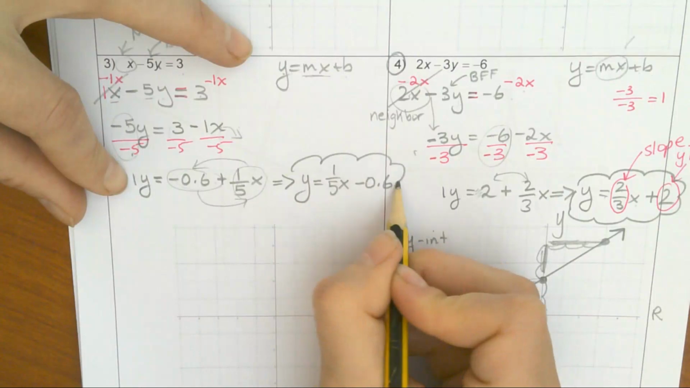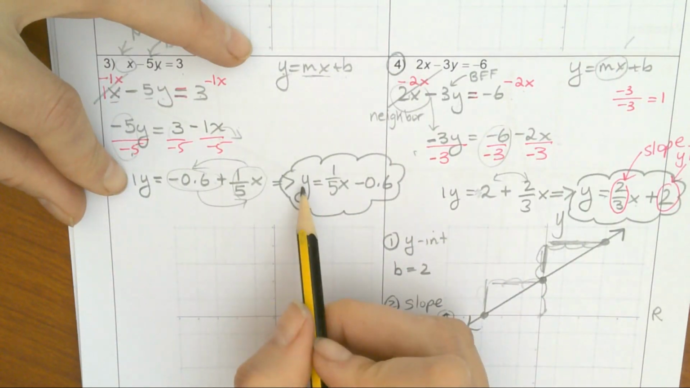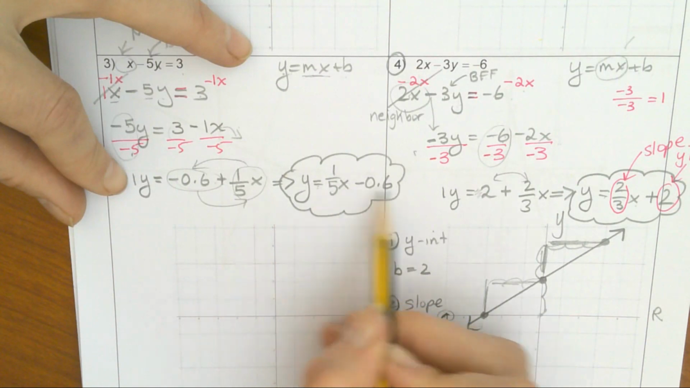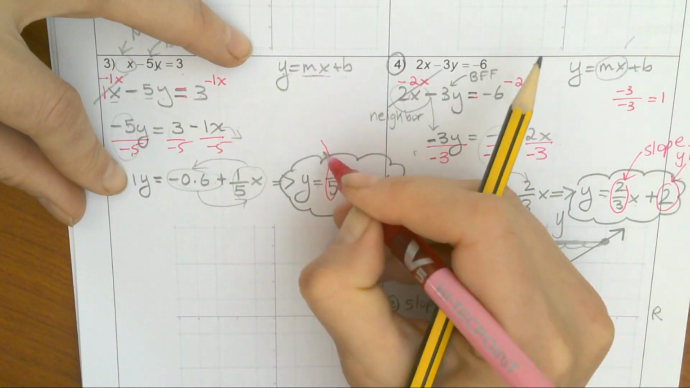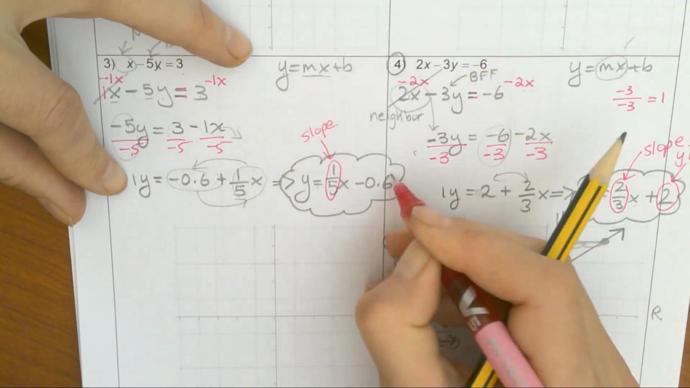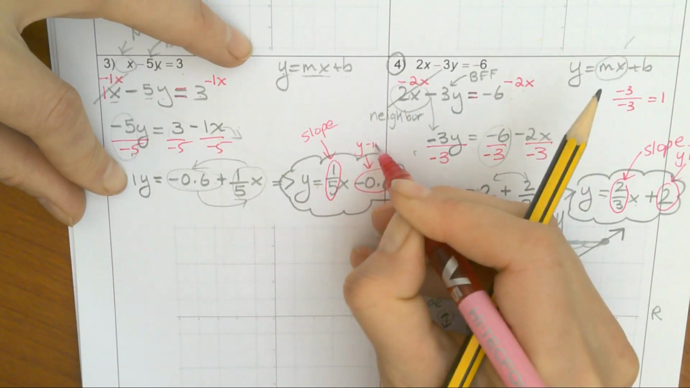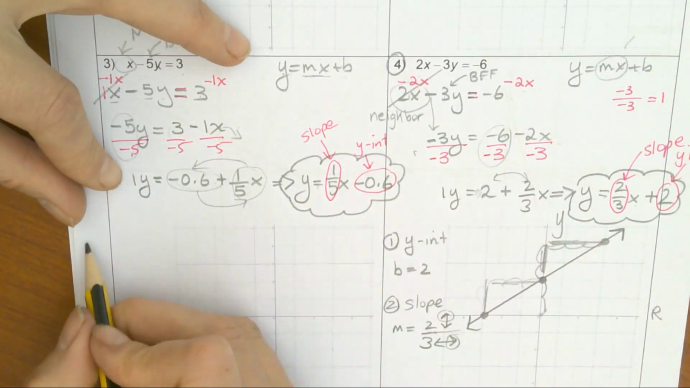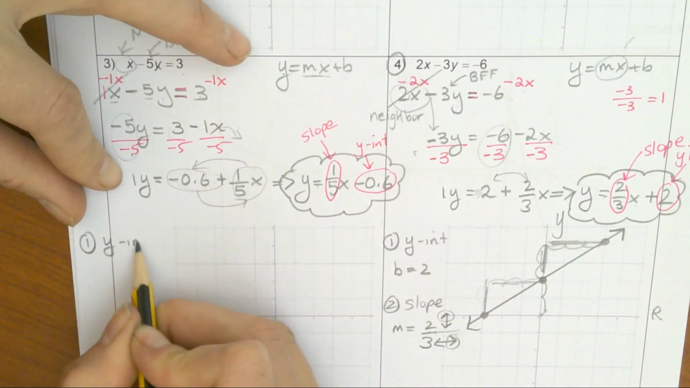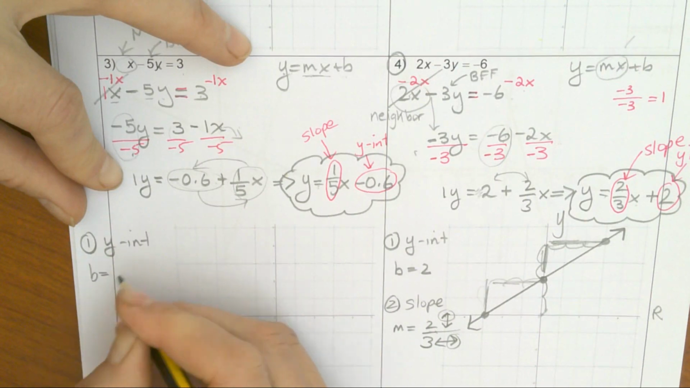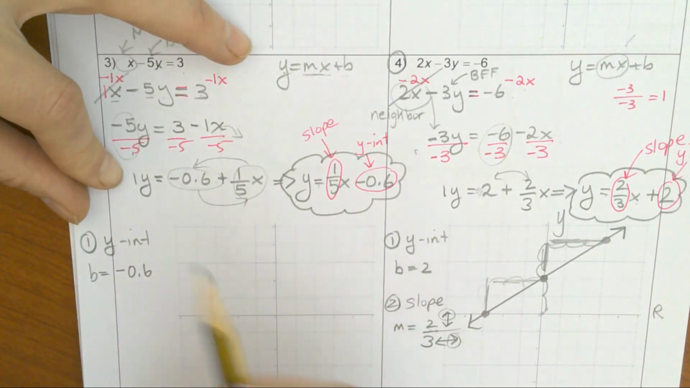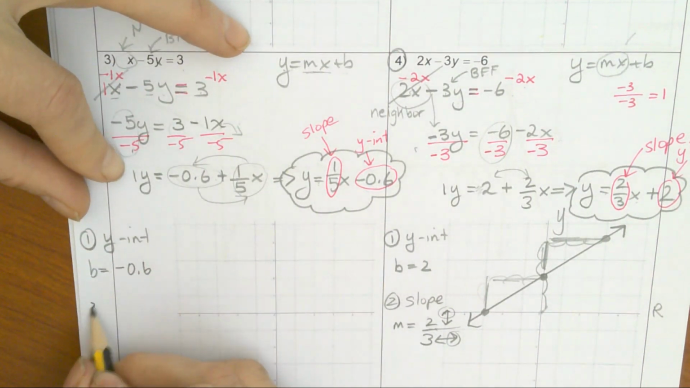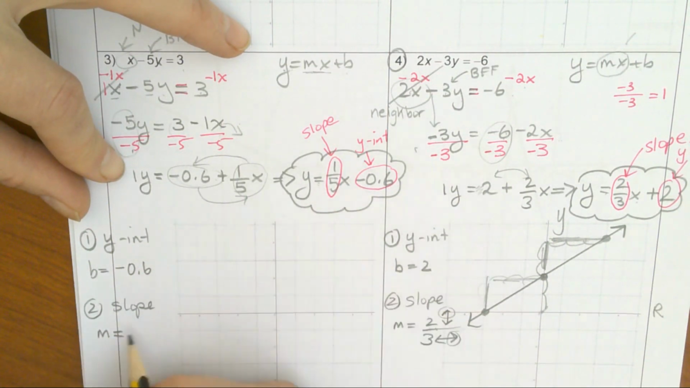Okay, now I have it in slope-intercept form, because it goes y equals, the x term is first, and the term that does not have the x comes after. So this is my slope, and this is my y-intercept. So step 1, I do my y-intercept. Negative, so b equals negative 0.6. What is 0.6? That's like half. So in my head, I'm going to think that's like half of a jump. Step 2 is my slope, and we use the letter m. My slope is 1 over 5.